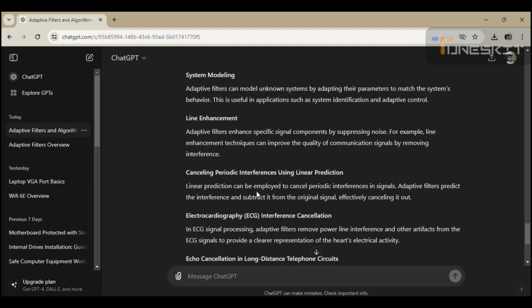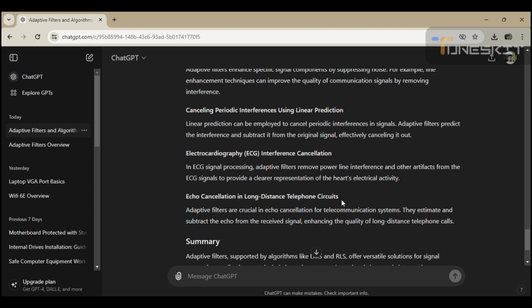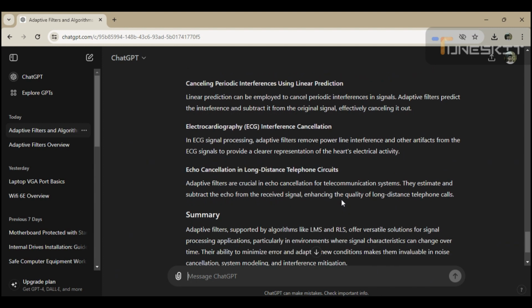Next, it is used for cancelling periodic interference using linear prediction: the adaptive filter predicts the interference and subtracts it from the original signal, effectively cancelling it out. Next one is ECG interference cancellation. In ECG signal processing, adaptive filters remove power line interference and other artifacts from the ECG signal to provide a clear representation of the heart's electrical activity. Basically, it removes the interference when we take the ECG of a person.